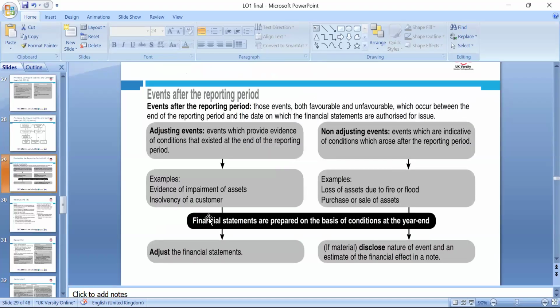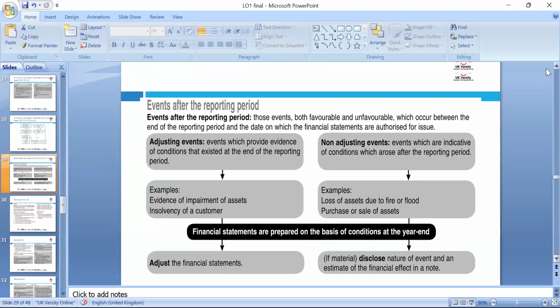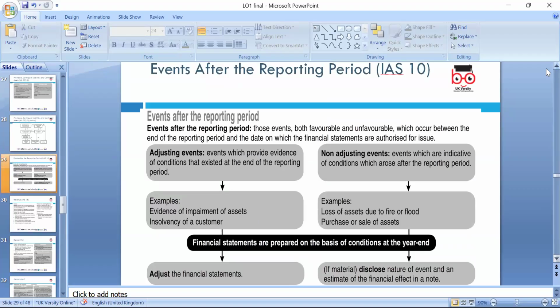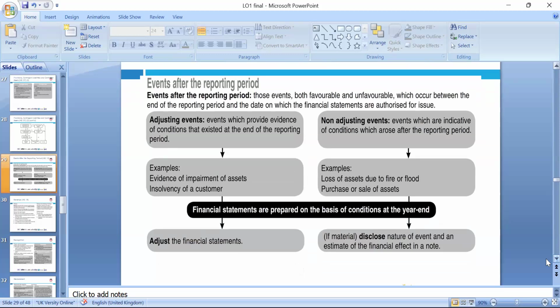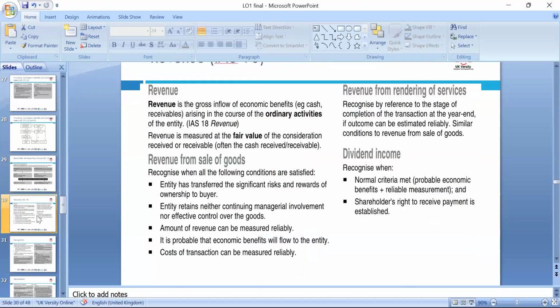So events after the reporting period, which is IAS 10. If the financial statements have not been signed, and if any major event can influence them, we need to make an adjustment, and the information should be reflected in the financial statements. If they have been signed off, we are not going to adjust now, and we can disclose it in the next financial year. That is the difference we need to note.